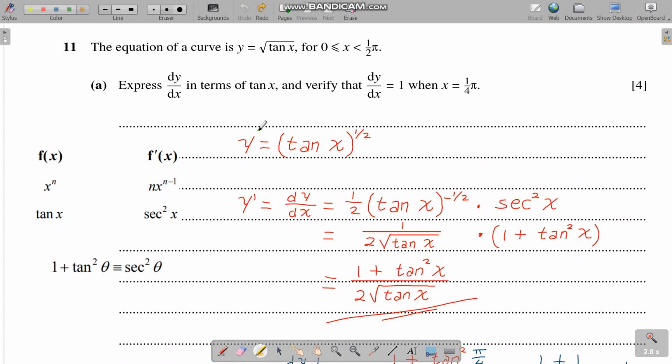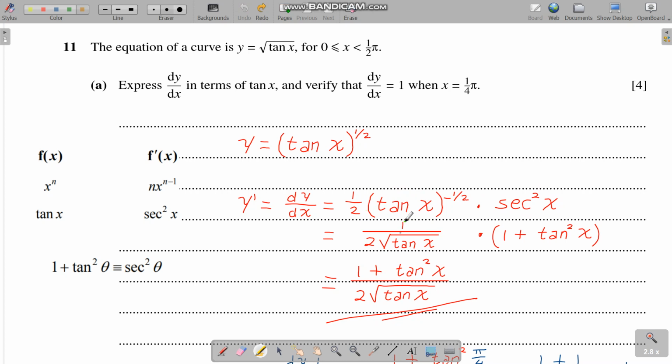To find y prime, we use the power rule first. We bring the power down, 1/2, times the new power, minus 1/2, the usual power rule. But since the base is not a simple x, we have to use the chain rule. We multiply by the derivative of tangent, which is secant squared in the MF19. So, power rule, and in the chain rule, the derivative of tangent is secant squared.